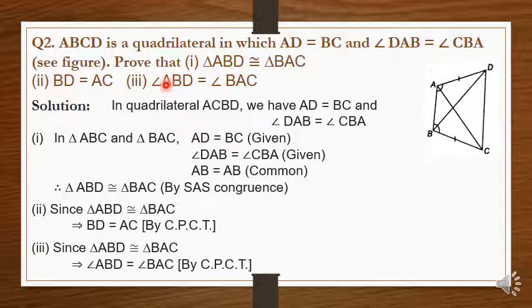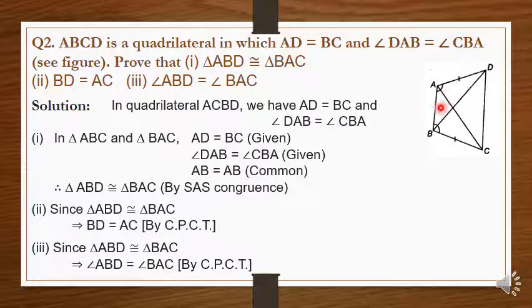And the third part says that angle ABD will be equal to BAC. So, this angle ABD will be equal to BAC, that is right over here, a small triangle. So for this one, what we can say is that since triangle ABD is congruent to triangle BAC, therefore here we can say angle ABD is equal to angle BAC.